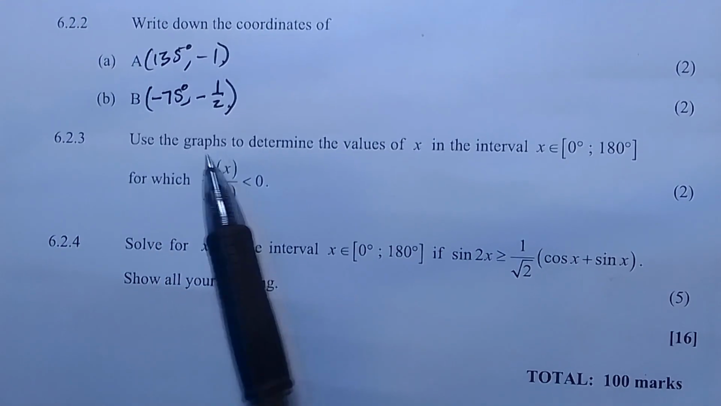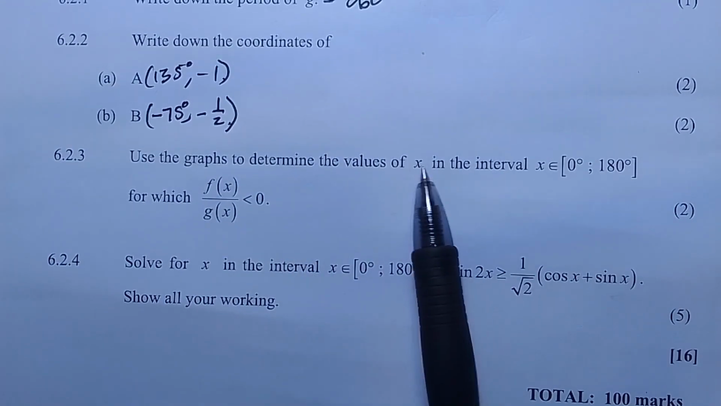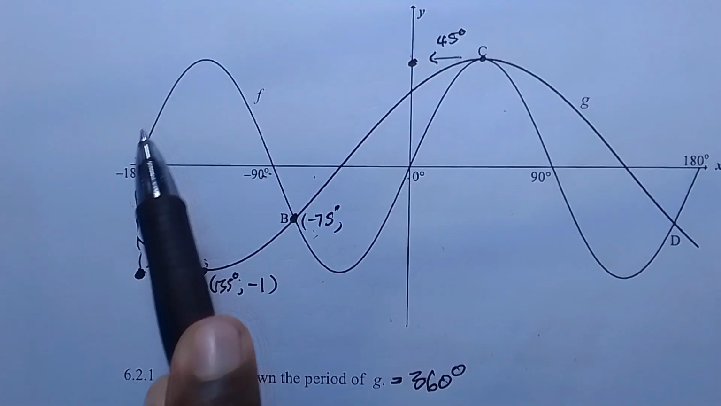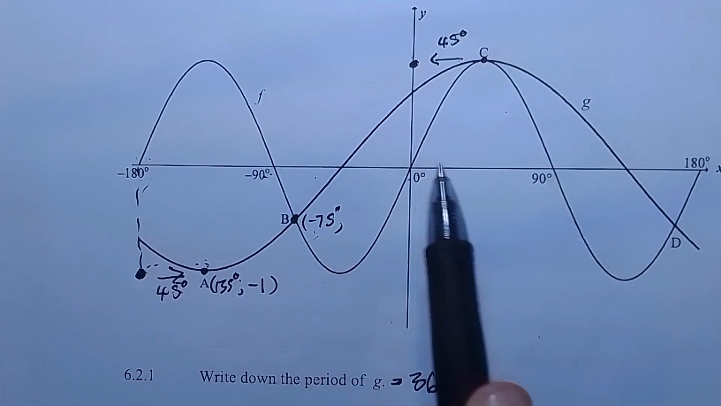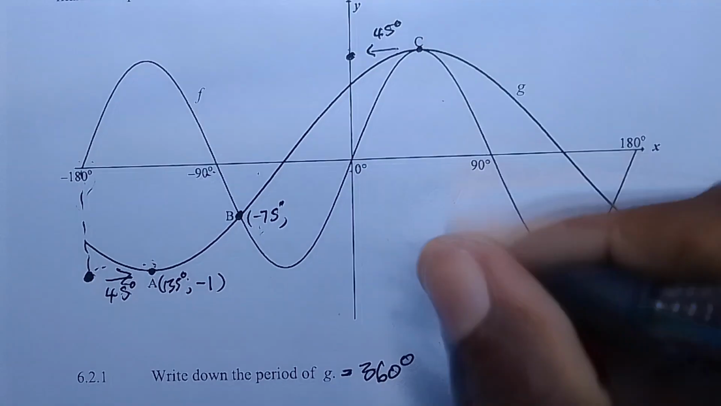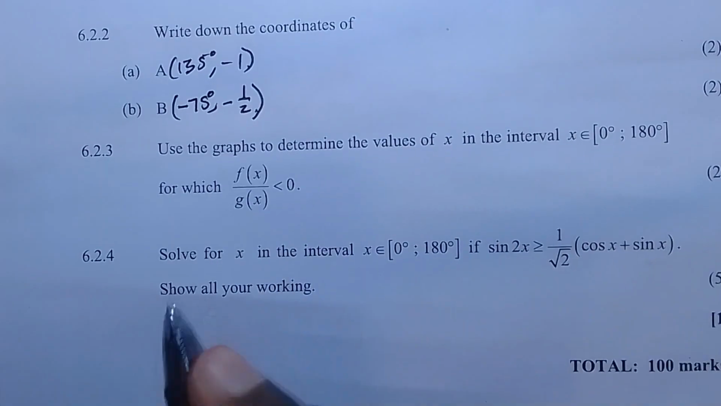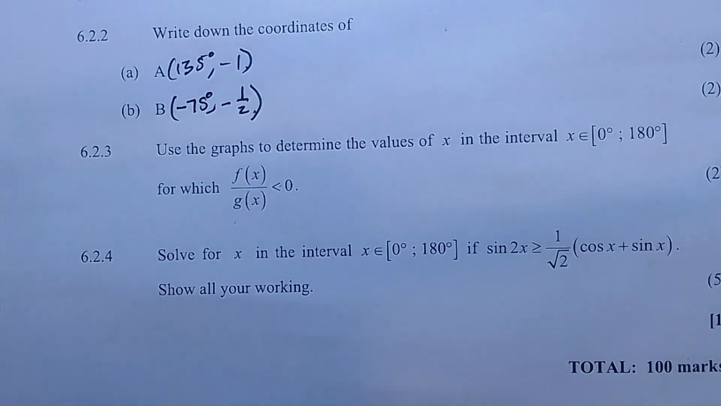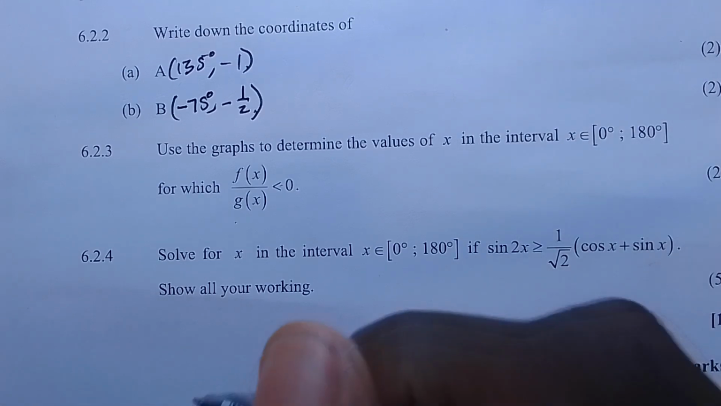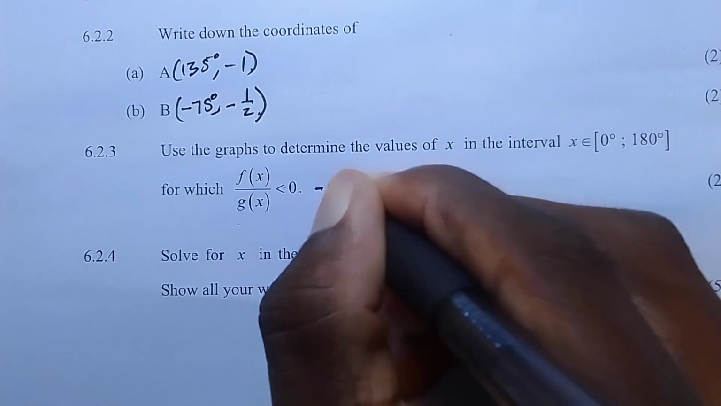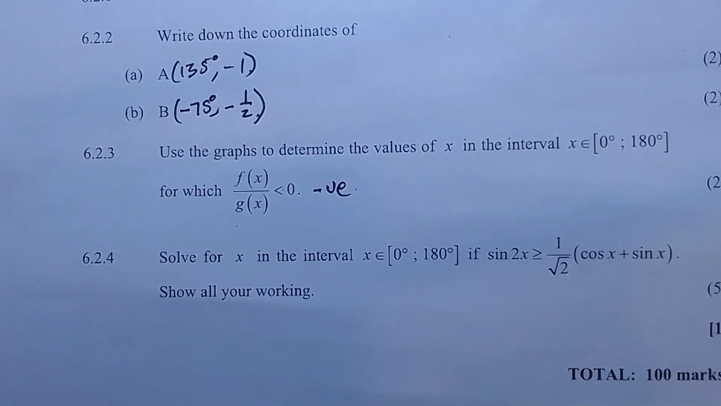Use the graphs to determine the values of x in the interval 0 to 180 where f of x divided by g of x is less than 0. What does that mean? Less than 0 means negative, right?